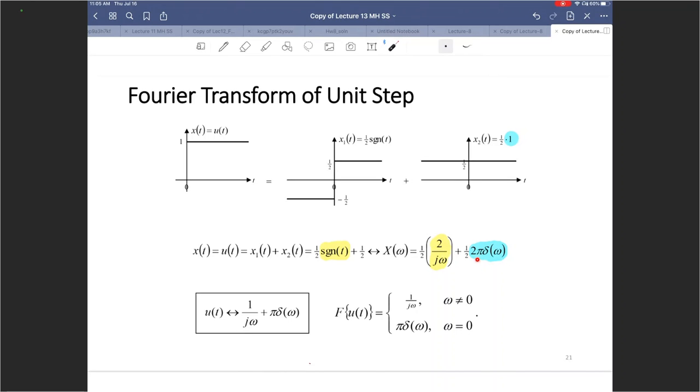So using linearity now, you can say the unit step is x1 plus x2. x1 and x2 are half sine and half times a constant. So the Fourier transform of the unit step function should be 1 divided by j omega plus pi delta omega. This particular function can also be written in bracket notation, just as you see over here.